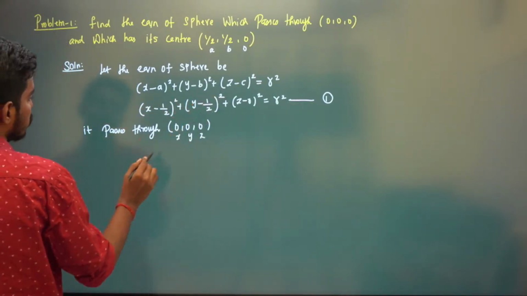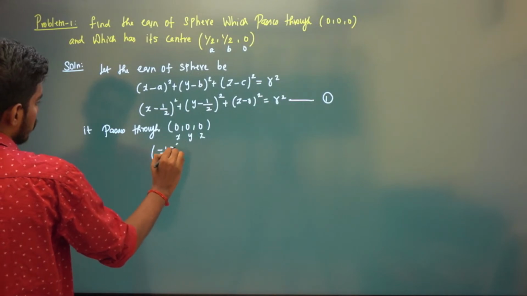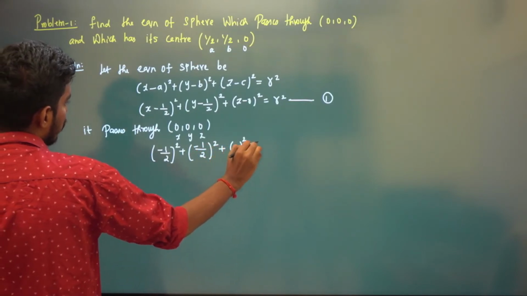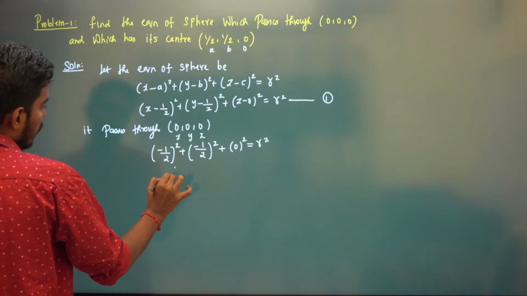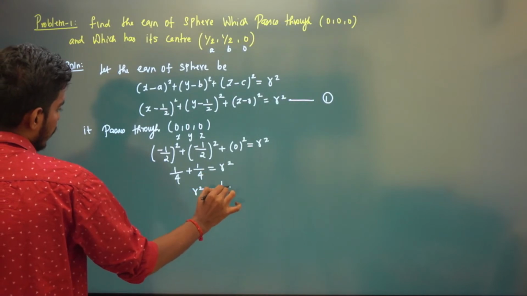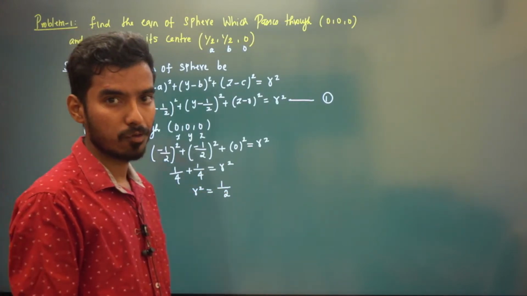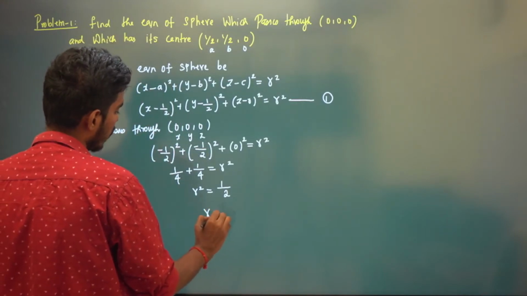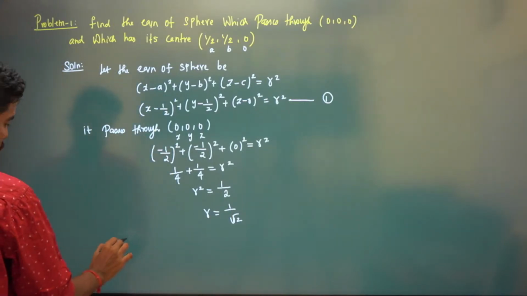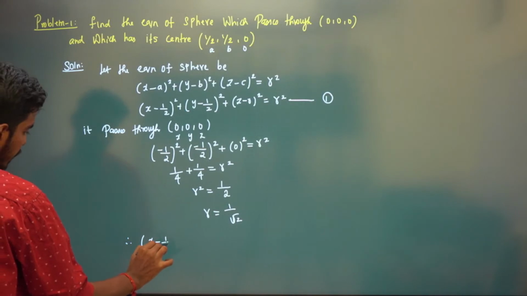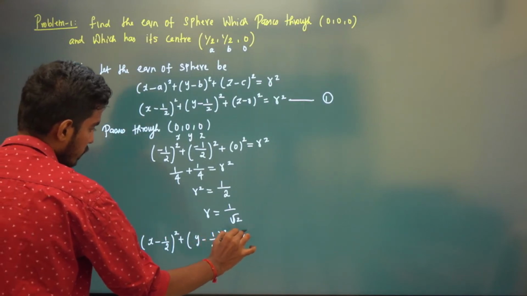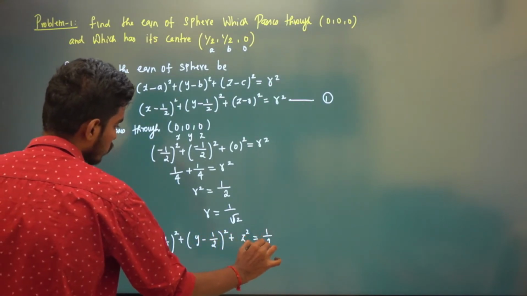So we will have 0 minus 1 by 2 whole square plus 0 minus 1 by 2 whole square plus 0 square is equal to r square. So 1 by 4 plus 1 by 4 is equal to r square. 1 by 4 plus 1 by 4 is 2 by 4, so r square is 1 by 2. Always take r to be positive, so r is equal to 1 by root 2. Therefore, the equation of the sphere is x minus 1 by 2 whole square plus y minus 1 by 2 whole square plus z square is equal to r square, so r square is 1 by 2.